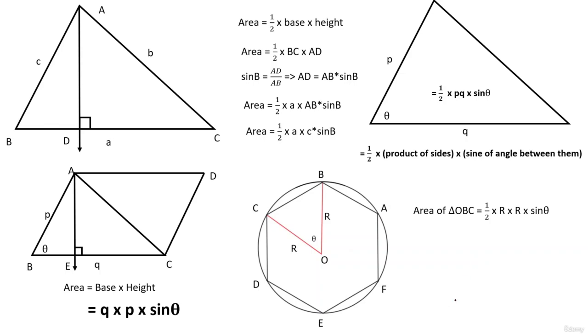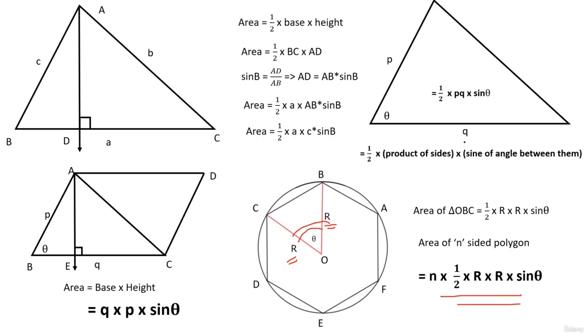So for an n-sided polygon, okay, this area of one triangle gets multiplied with n, right? So area of the n-sided polygon, which is inscribed in a circle of radius r, and such that each angle subtended at the center by the triangle is theta, is n into half r square sine theta. Okay, this theta will be nothing but 360 degrees divided by n. Okay, you can observe it, right?